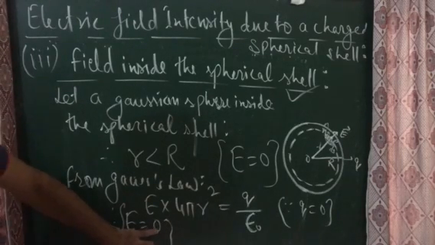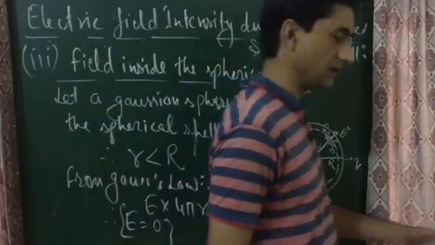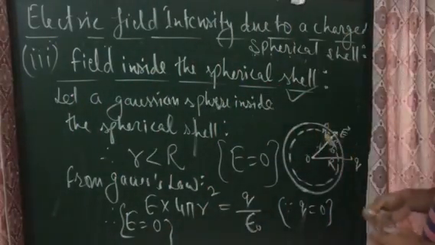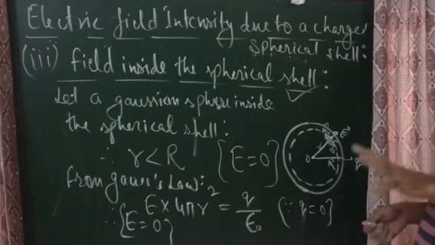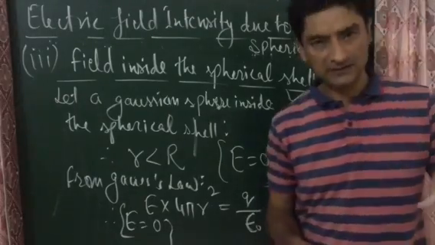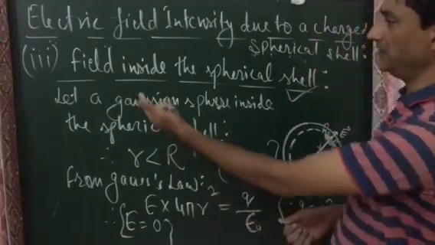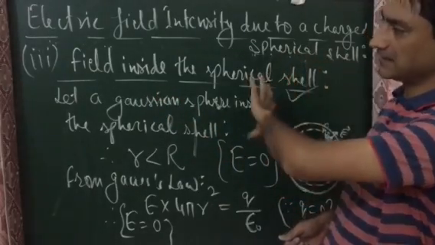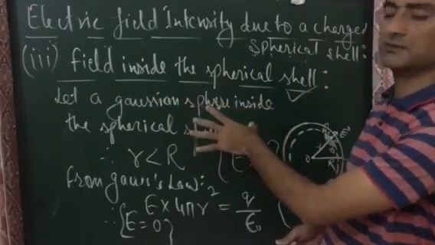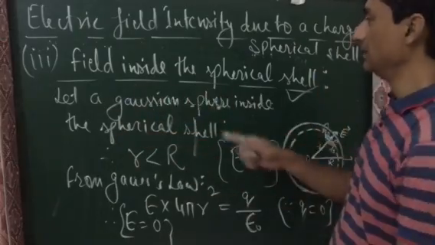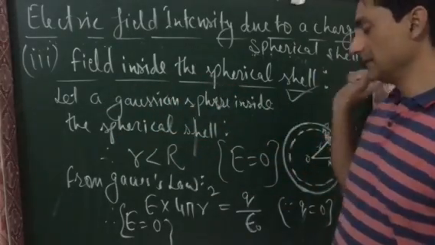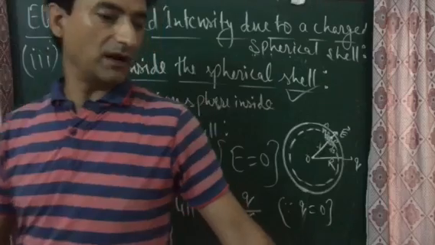So this is one of the important applications of Gauss theorem, that is electric field intensity due to charged spherical shell. 3 cases में हमने इसमें electric field intensity को find किया. First case में field outside the spherical shell, second में field on the surface of spherical shell, and third one is field inside the spherical shell. So kindly note down please.